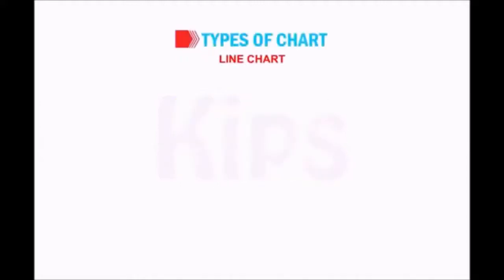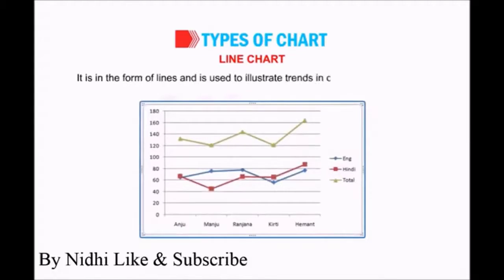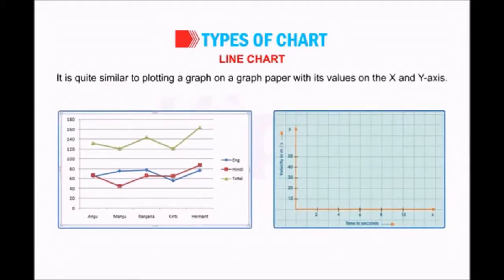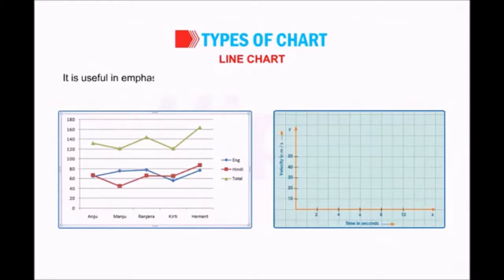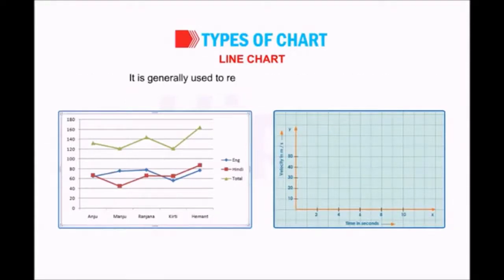Number 3. Line chart. It is in the form of lines and is used to illustrate trends in data at equal intervals. It is quite similar to plotting a graph on a graph paper with its values on the x and y axis. It is useful in emphasizing continuity by showing change in data over a period of time. It is generally used to represent a huge amount of data.